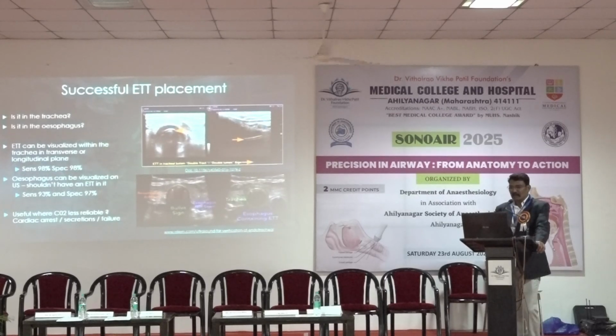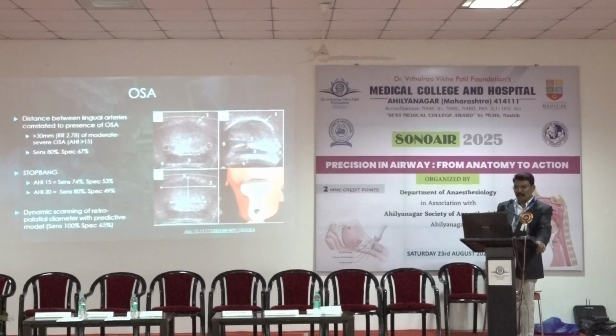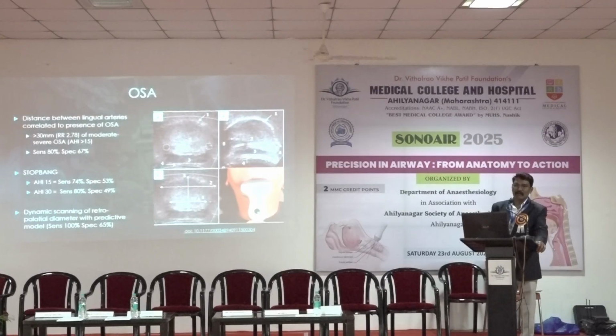Another study coming up nowadays is finding the presence of arteries in the tongue, that is the lingual arteries. These are the two pointers. You can see the arteries in the tongue when you place your probe in the submental region, and you can use this as a marker for finding out whether the patient will have a difficult airway.